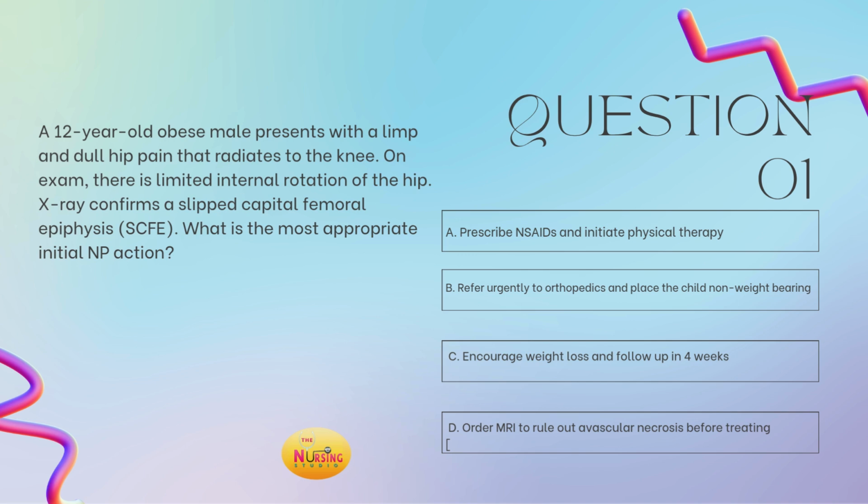Is it A, prescribe NSAIDs and initiate physical therapy? Is it B, refer urgently to ortho and place the child on non-weight bearing? Is it C, encourage weight loss and follow up in 4 weeks? Or is it D, order an MRI to rule out avascular necrosis before treating? Take a moment and tell me what you got, y'all.